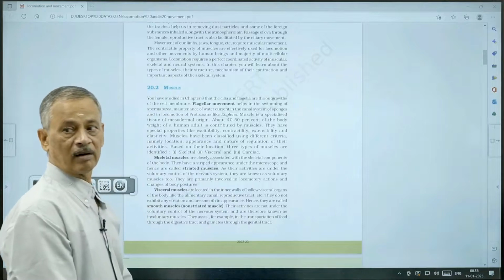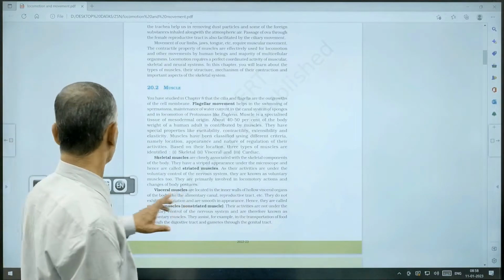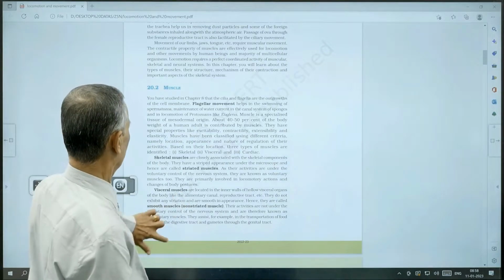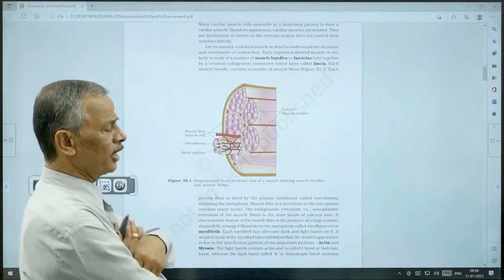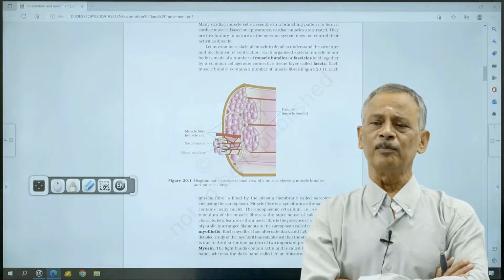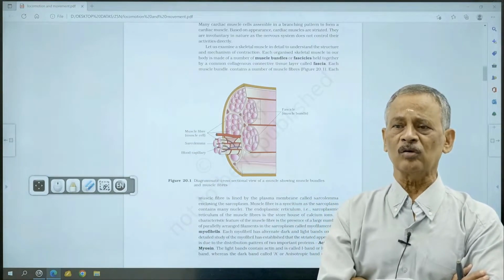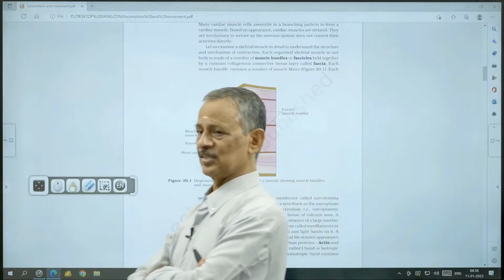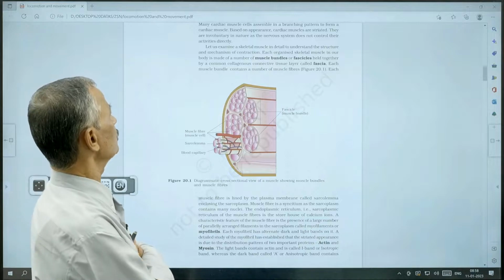muscles are developing from mesoderm. Okay. Now, in bringing about locomotion, striped muscles are playing an important role. That's why we are here concentrating on the striped muscles. All types of locomotions are brought by the striped muscles.